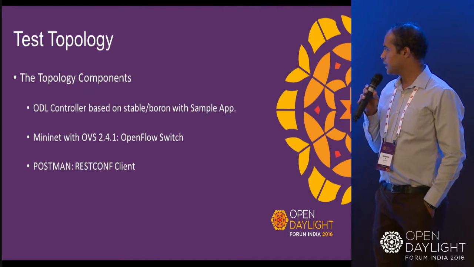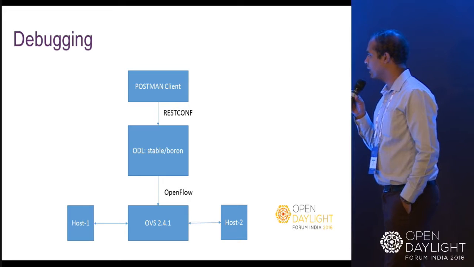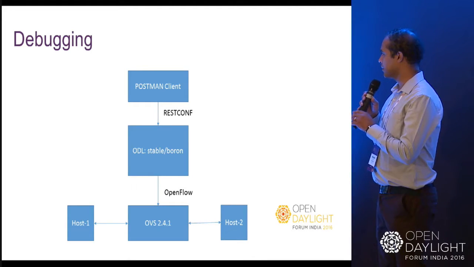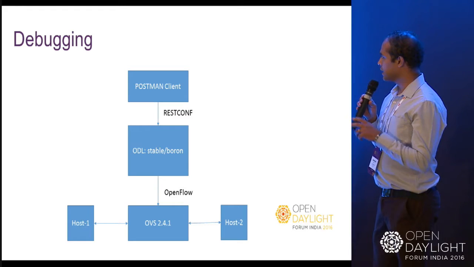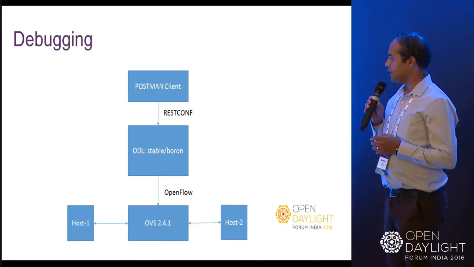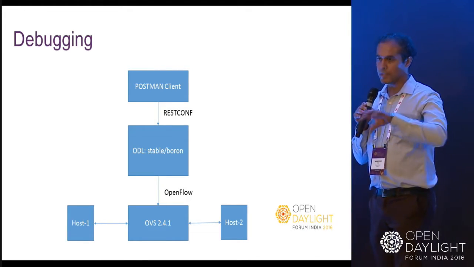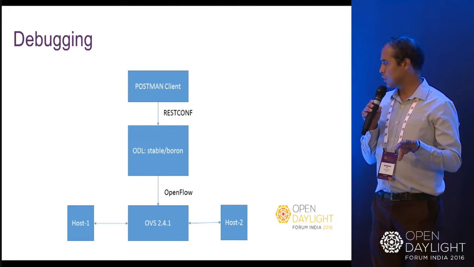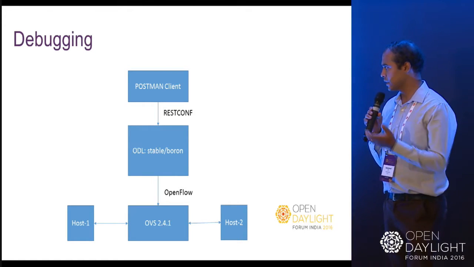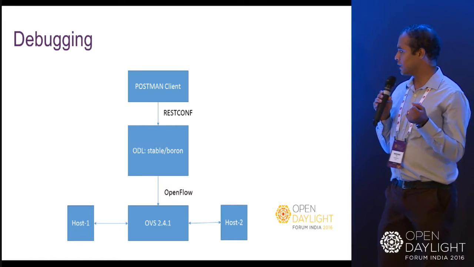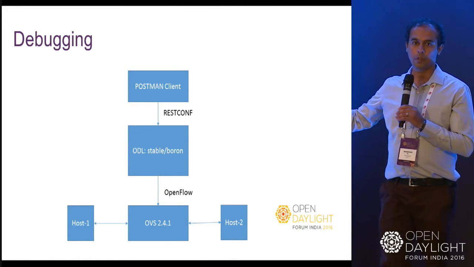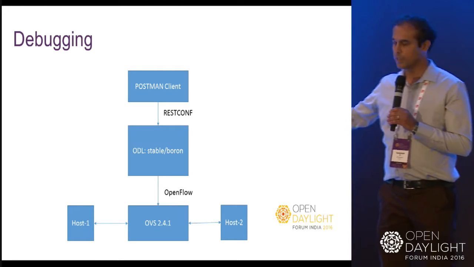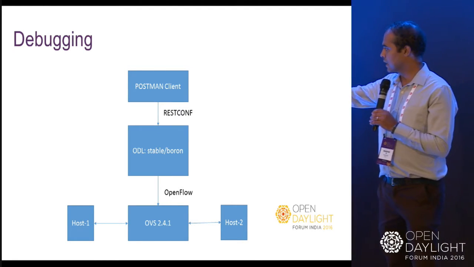This is a very simplistic look at how the test topology will be. Have the Postman client where you send the RESTCONF request. ODL running stable Boron will consume that. In sample app 2, we have the cluster data tree change notification. That will get the notification and write it back to the config data store. Then the FRM module inside the OpenFlow plugin will program that on the southbound, so that will actually send the flows to the switch.